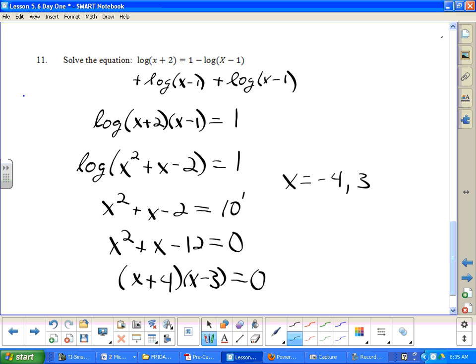And then I need to check my answers. If I put negative 4 here, we're going to be doing the logarithm of a negative. Negative 4 over here, we'll have the logarithm of a negative. That can't be. So the answer is just that x equals 3.